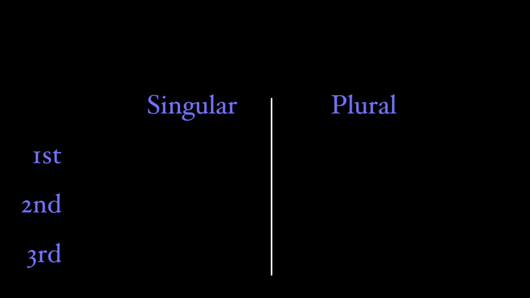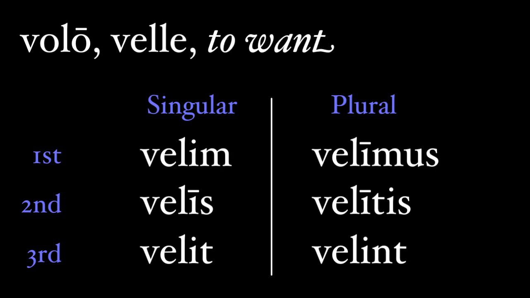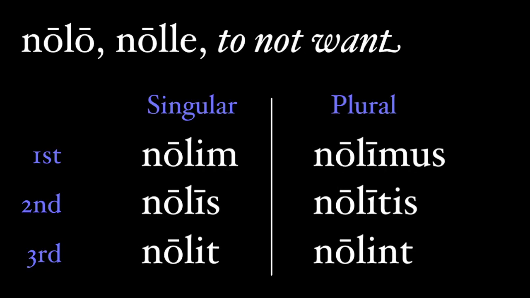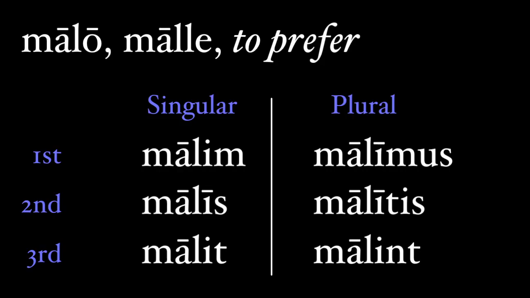We're going to keep the same theme with the I for other irregular verbs, like volo, velle, to want, which is velim, velis, velit, velimus, velitis, velint, in the present subjunctive. Nolo, nolle, to not want, is nolim, nolis, nolit, nolimus, nolitis, nolint. And malo, malle, to prefer, or really to want more, is malim, malis, malit, malimus, malitis, malint.